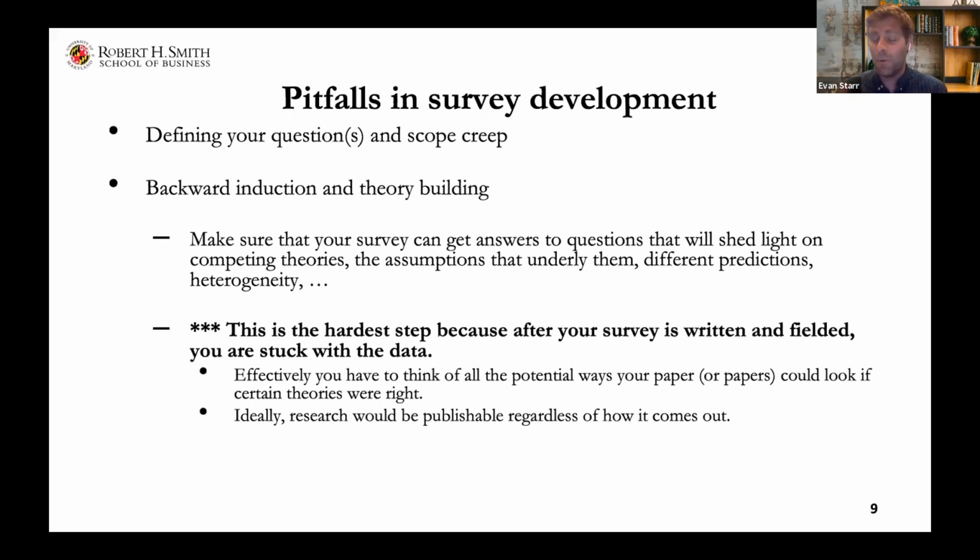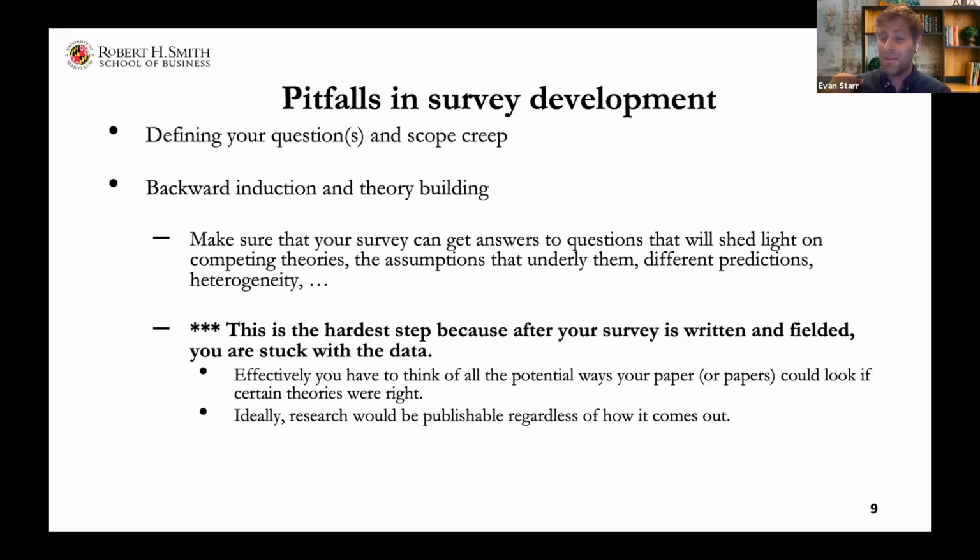And ideally, however the data comes out, you would want to be able to publish it. What I mean by that is sometimes it's a little risky to pursue a survey where it's like, well, if the answer goes in this direction, then it's publishable. If it goes the other direction, then it's not.